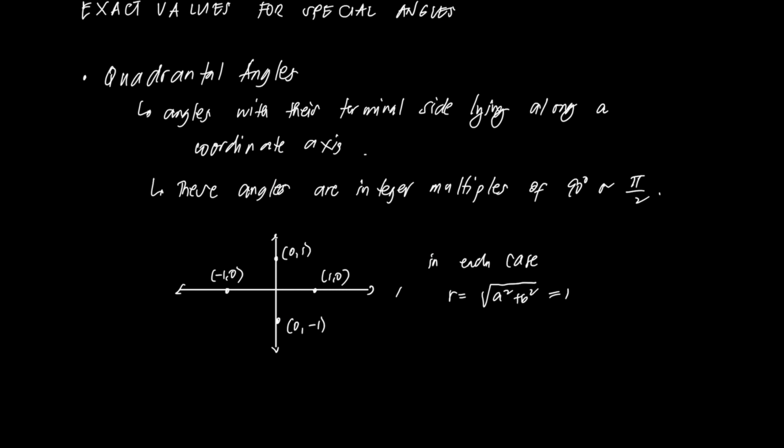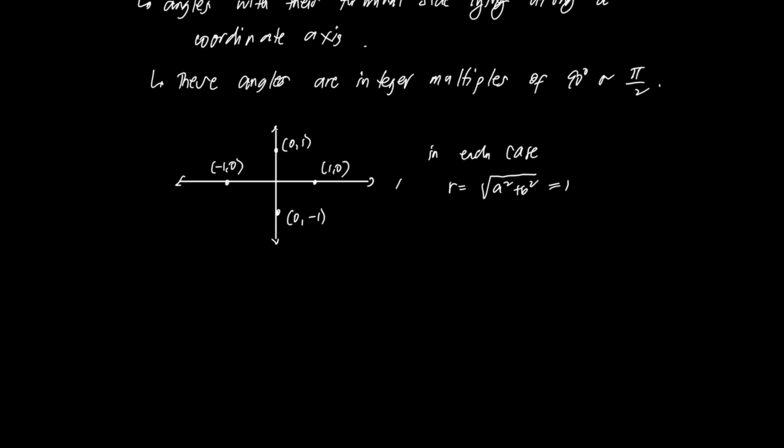There are angles that are considered special in the rectangular coordinate system, especially in dealing with trig functions. And these are the quadrantal angles, the 30 degrees, the 45 degrees, and the 60 degrees angles. First are quadrantal angles. Quadrantal angles are angles with their terminal side lying along a coordinate axis. So these angles are integer multiples of 90 degrees or pi over 2.